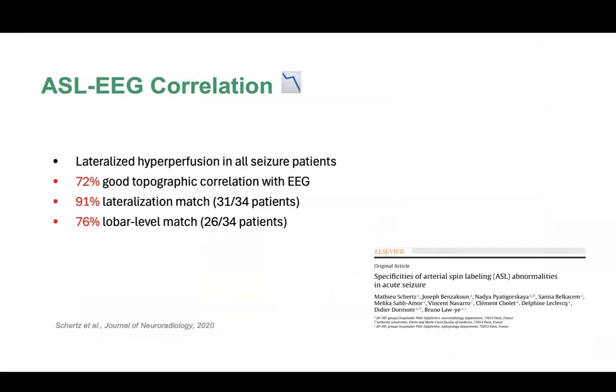And in the same study, lateralized hyperperfusion was seen in all seizure patients, which had 72% topographic correlation with the EEG, and 91% had lateralization match, and 76% had lobar level match.